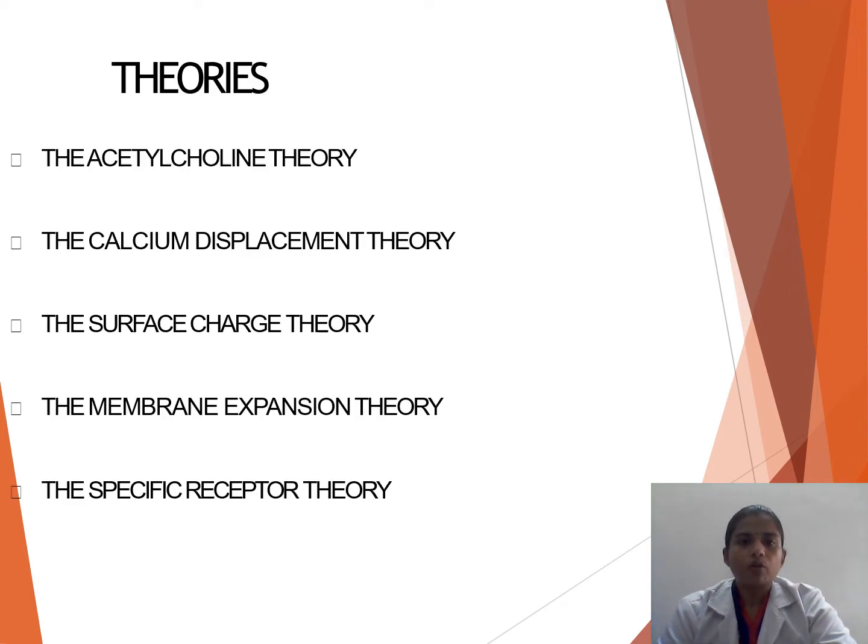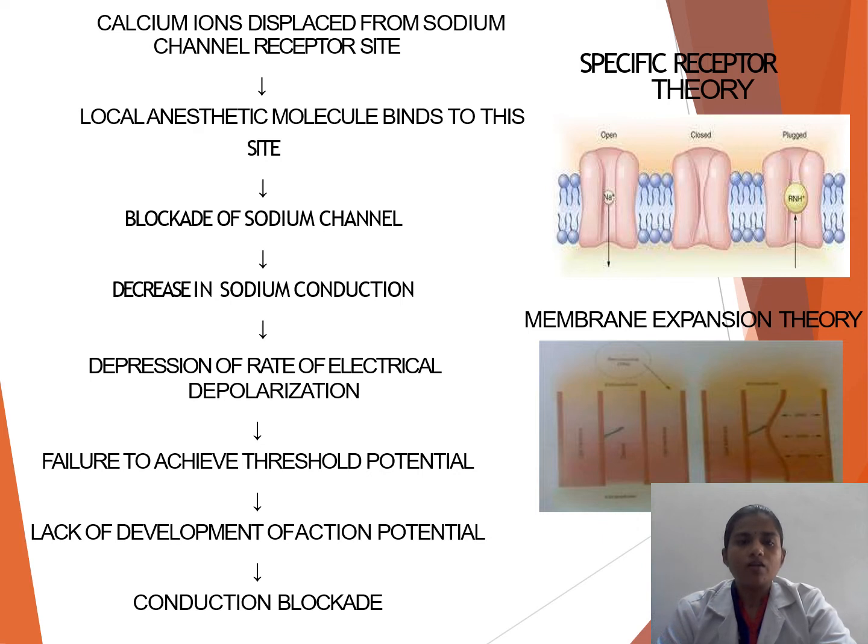Theories associated with local anesthetics are acetylcholine theory, calcium displacement theory, surface charge theory, membrane expansion theory, and specific receptor theory. In this slide, we are going to see the mechanism of action of local anesthesia. Calcium ions are displaced from the sodium channel receptor site, followed by local anesthetic molecules binding to that site. This leads to blockade of the sodium channel.